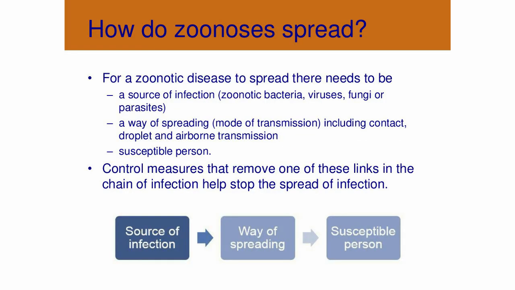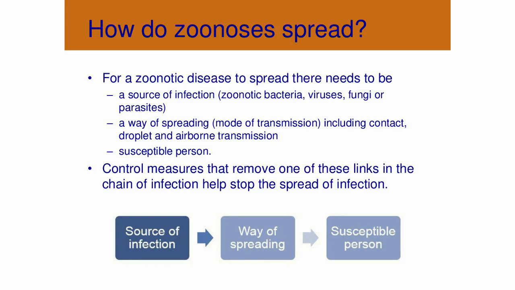So how do zoonoses spread? Well, for any zoonotic disease to spread, there needs to be three links. First, there has to be a source of infection, so zoonotic bacteria, viruses, fungi, or parasites. There also needs to be enough of the infectious agent to initiate an infection. So every zoonotic disease has an infective dose, which is the amount you need to be exposed to for infection to occur. And for some diseases like Q fever, this is very, very low. It has an infective dose of between 1 and 10 bacteria.